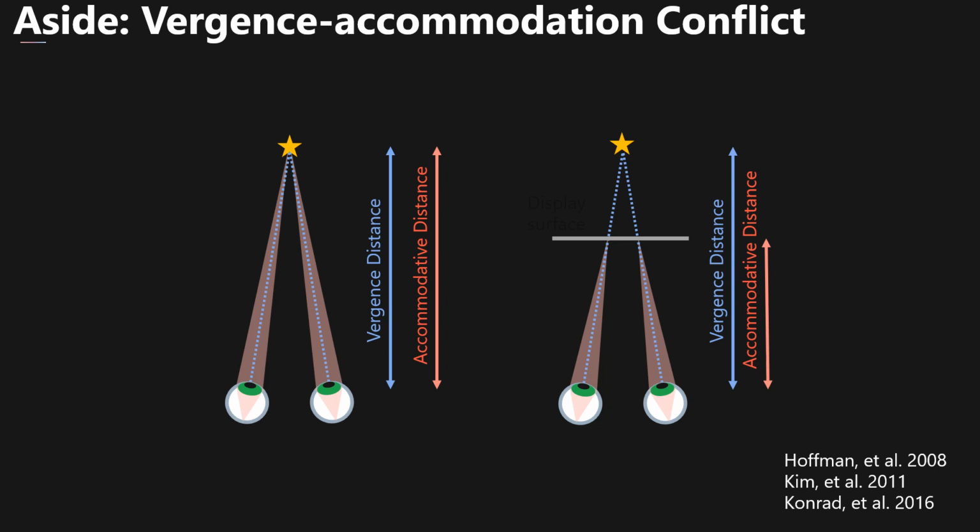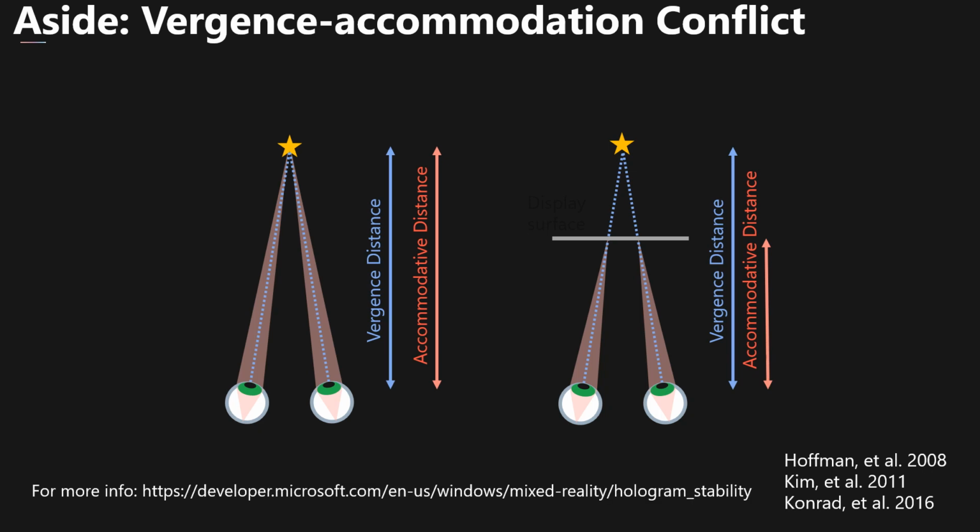And this decoupling can cause discomfort for some users. The amount of discomfort is dependent on the difference between where the eyes are accommodating and where they're verging, or the VAC. There's a great deal of literature on the topic, including the references I have listed here. For more information about the VA conflict, you can also get tips on how to avoid it in our developer guidelines.